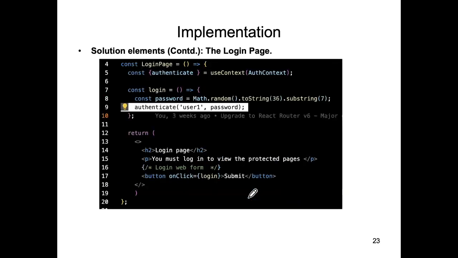And if I go on to the login page, the login page is also accessing the context, but it's only interested in the authenticate function. Skip over this for a second. Here it displays the login page. I have my button that I click, which triggers this event handler. Now I'm just randomly generating a password using the math function. And I'm calling the authenticate function that's stored above in my context, and I'm passing it a username and password, which I've just hard-coded.